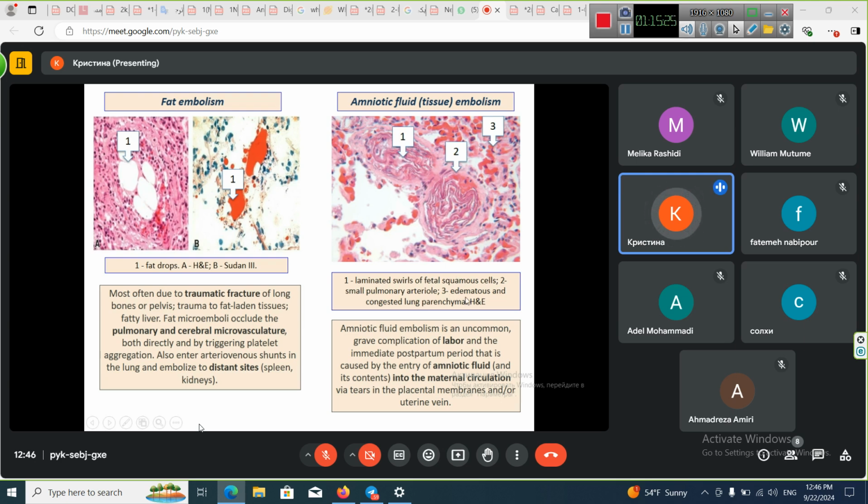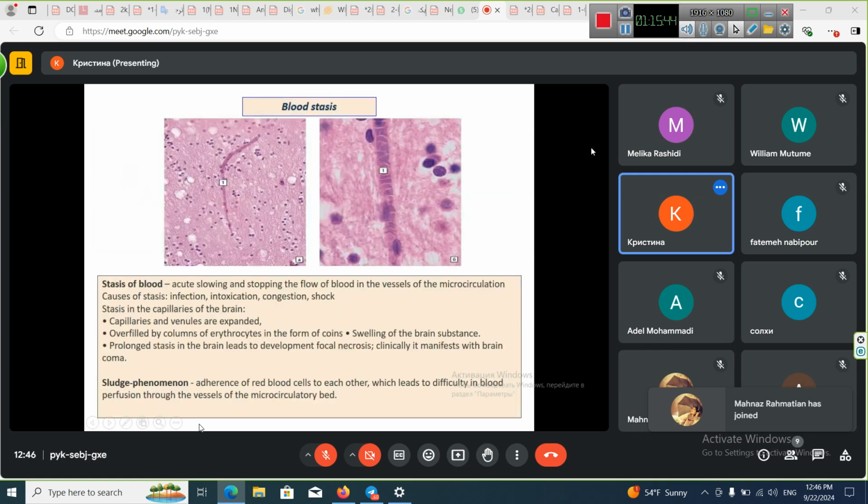And number 3 shows us edematous and congested lung parenchyma. So once again we are in lungs. Congestion means the enlarged amount of red blood cells in blood capillaries. And finally, blood stasis means the stopping of flow of blood in the blood vessels. So picture A is low magnification, picture B is the same on high magnification.